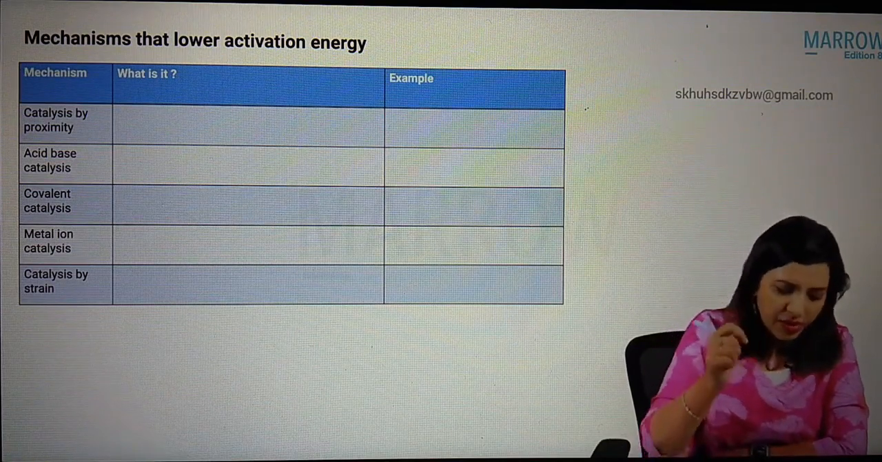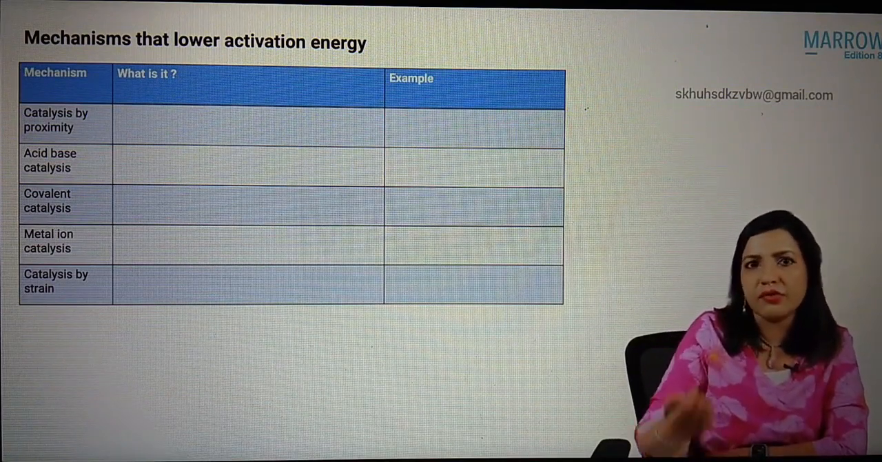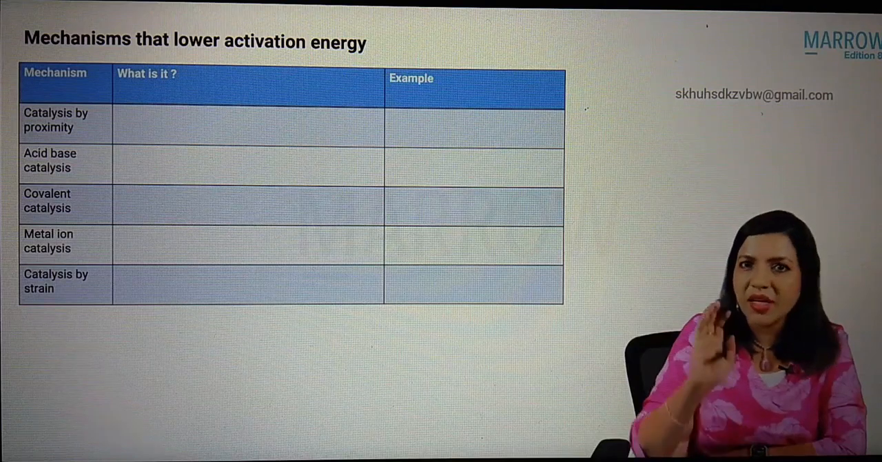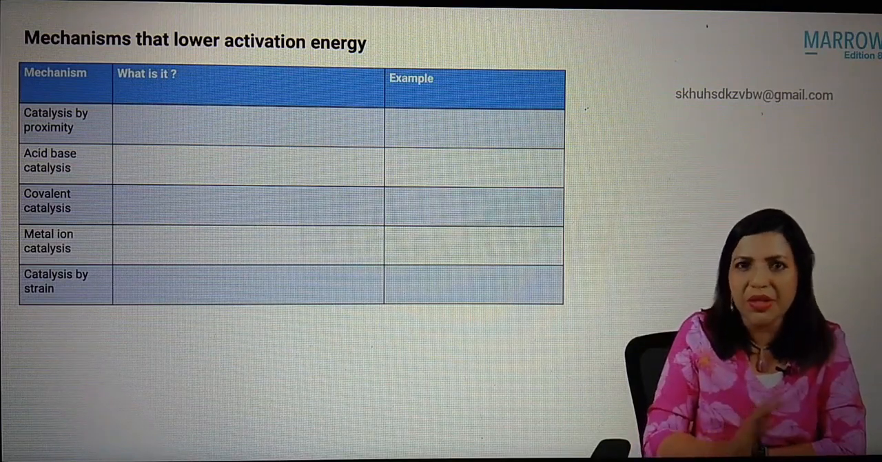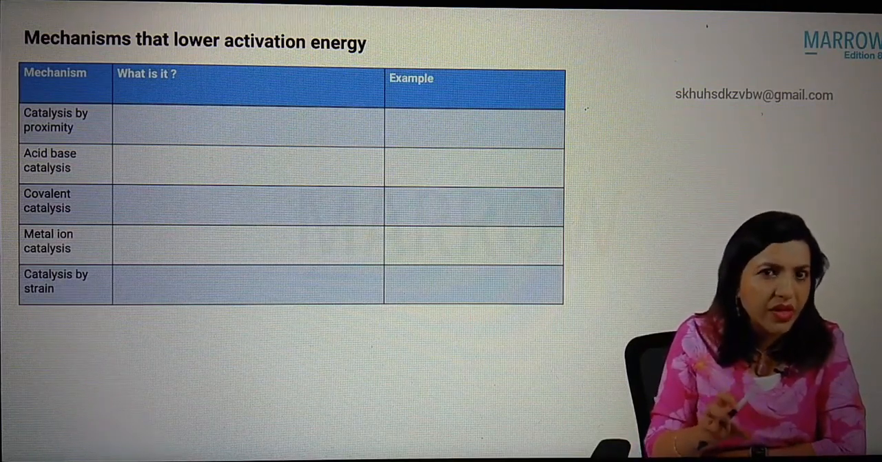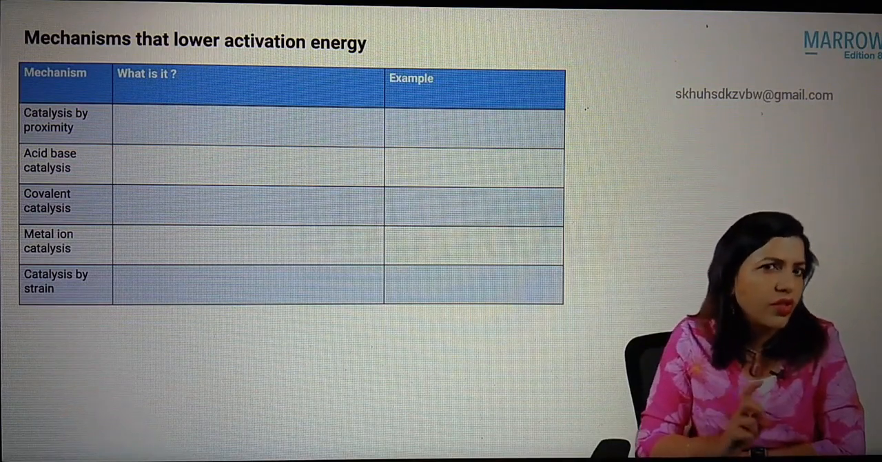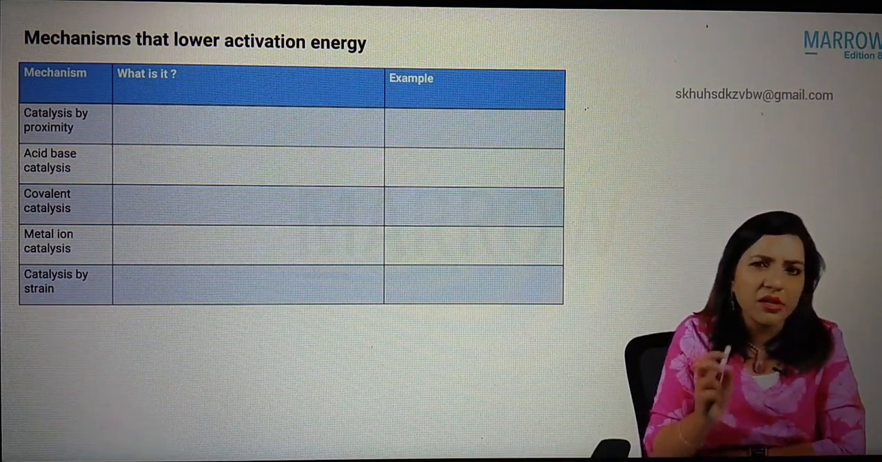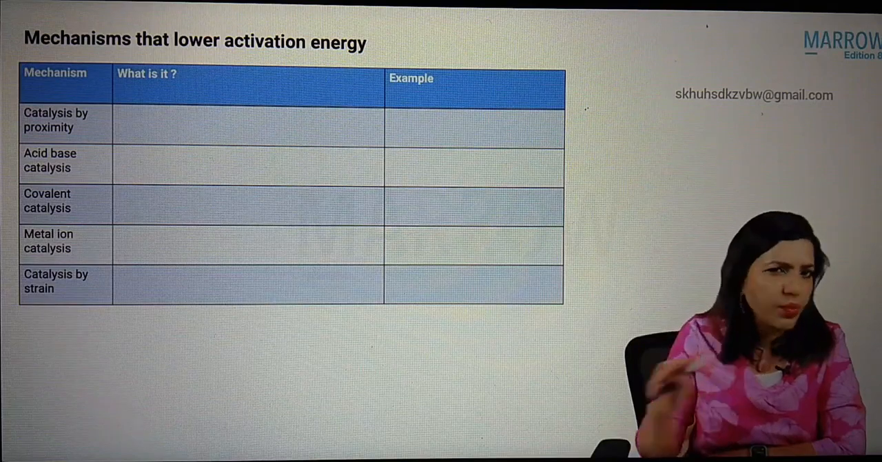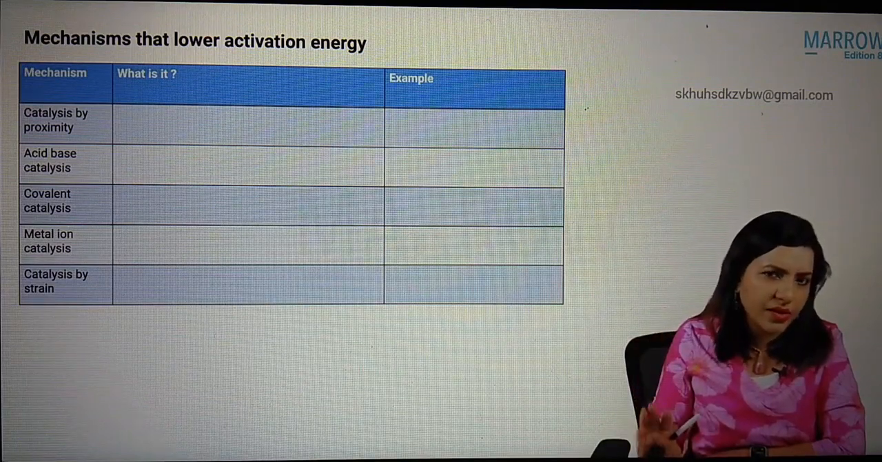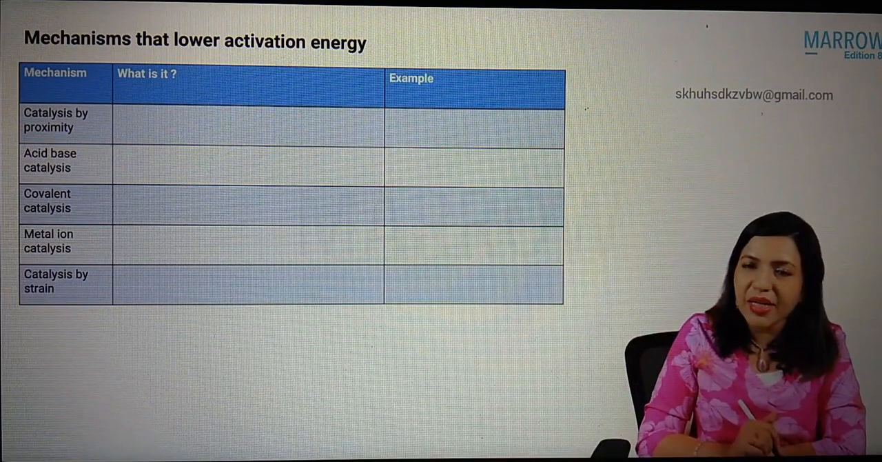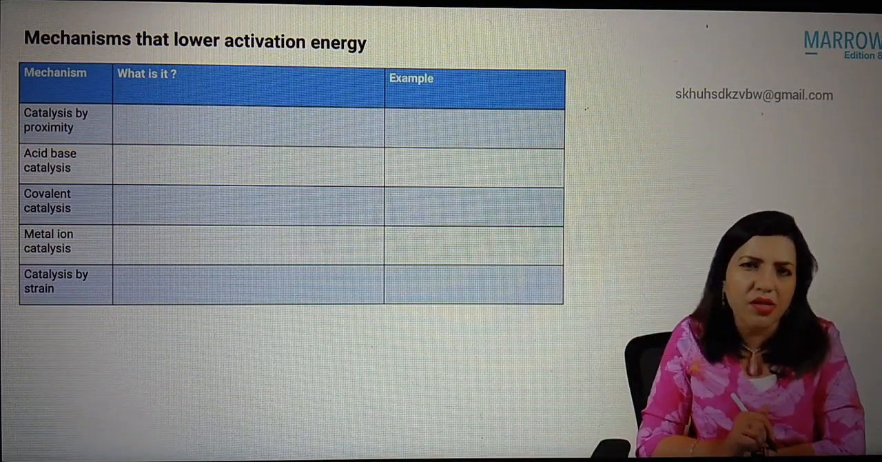Just know the names only, you don't have to learn in depth about all these things, because sometimes if a question is coming, in the options they'll be giving these names. So for that sake only I am giving this. Just have a superficial understanding about what these are. That's enough. Now the first mechanism is catalysis by proximity.